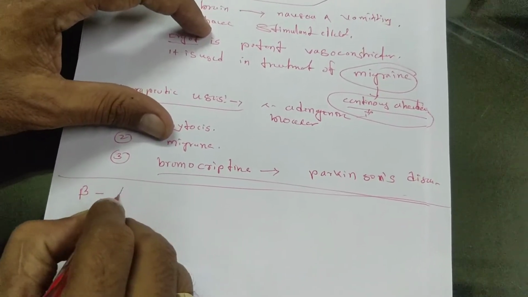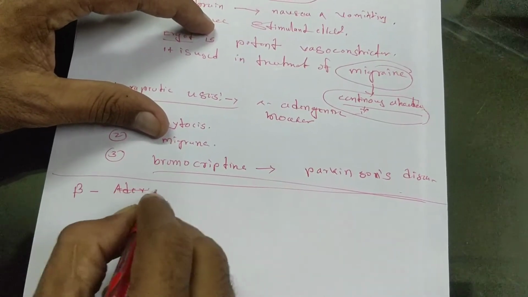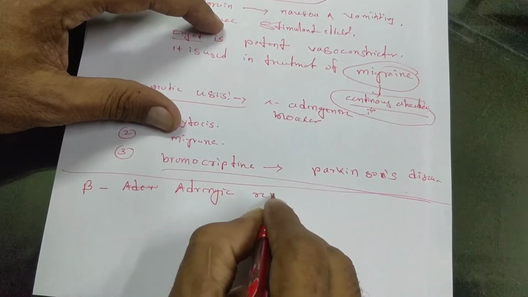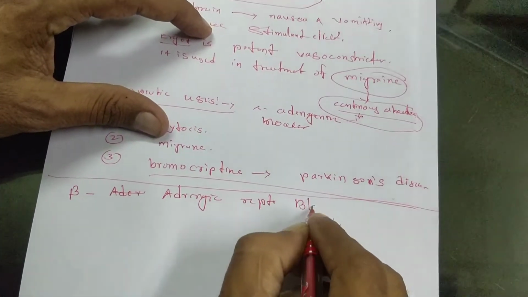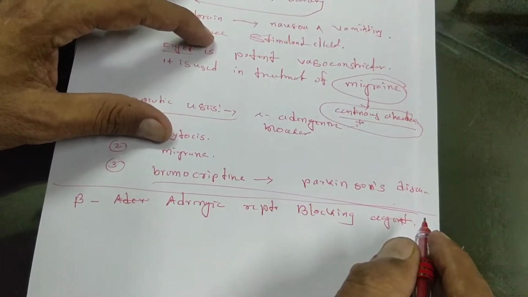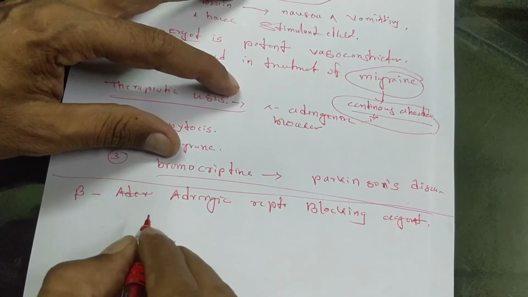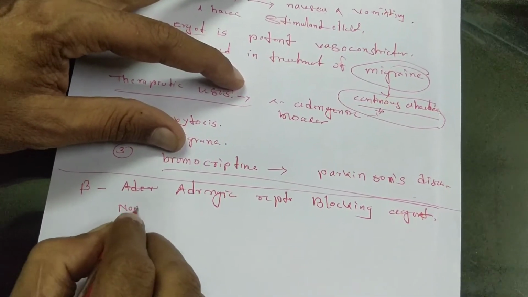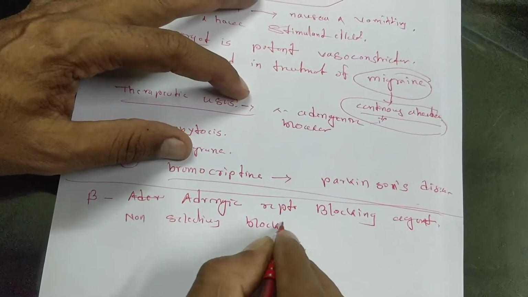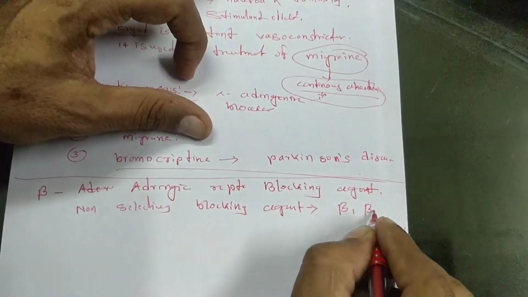Beta adrenergic receptor blocking agent. The agent blocked by beta 1 and the beta 2 receptor is called the non-selective blocking agent, meaning they block both beta 1 and beta 2.